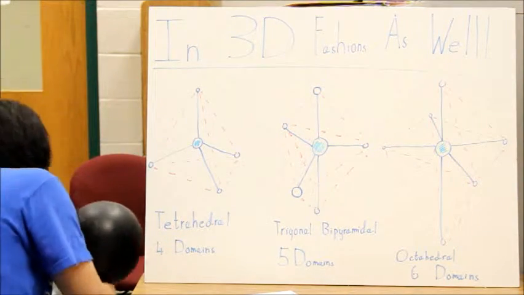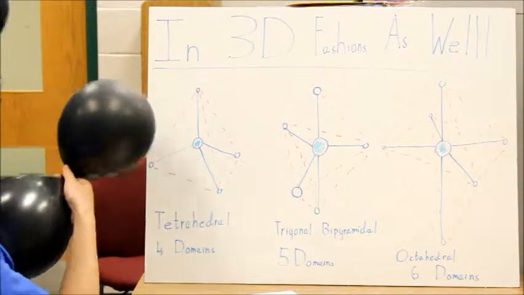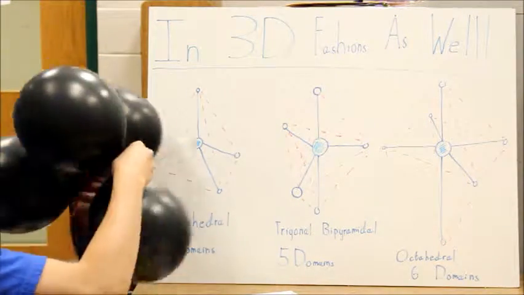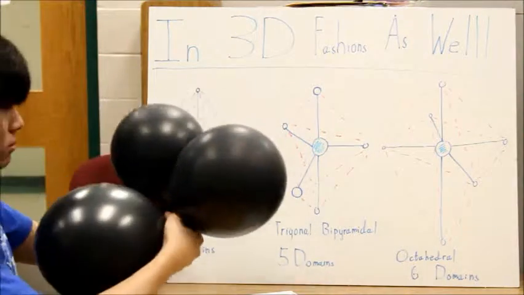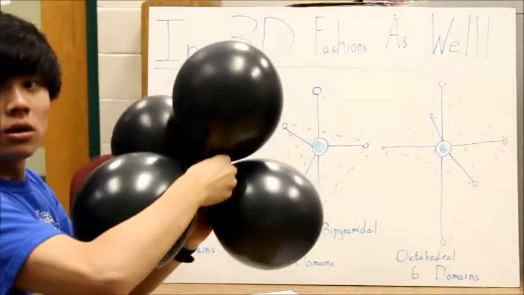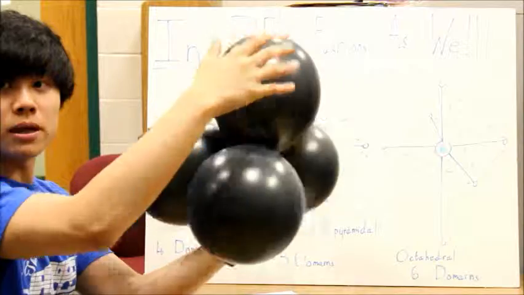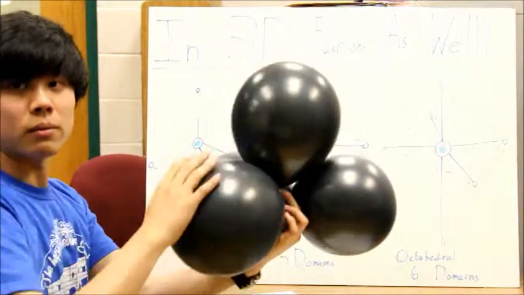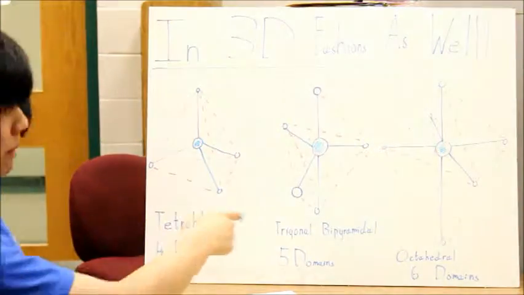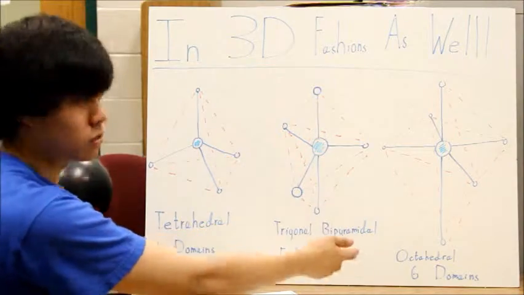Now, if you have something with 4 domains, you can see how arranging them in a tetrahedral fashion will allow them to minimize the forces between each and every molecule. The same thing goes for a trigonal bipyramidal fashion and an octahedral.